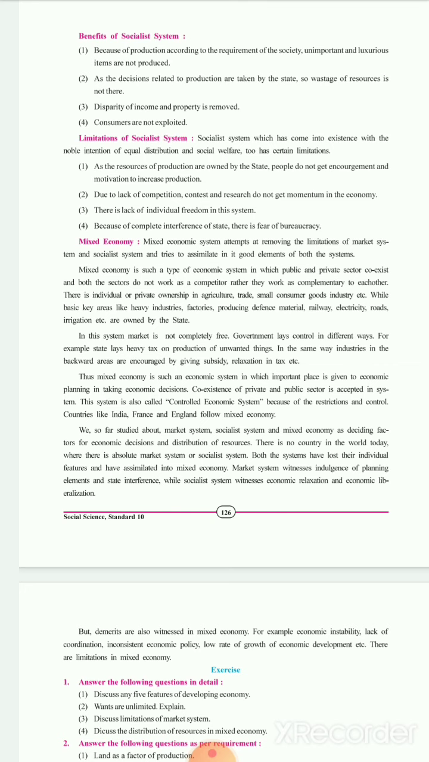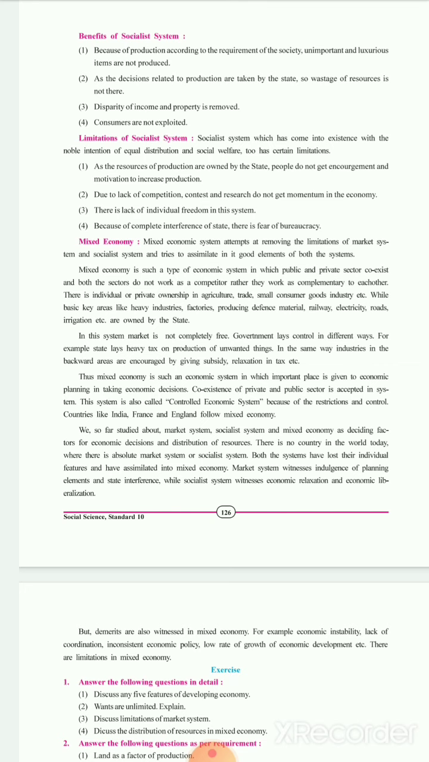To understand this more deeply, there is individual or private ownership in agriculture, trade, small consumer goods industry, etc. Whereas the key industries like heavy industries, factories producing defense material, the railway, the electricity, the road, and irrigation, all these are owned by the state. In this system again, the market is not completely free because the government is laying control through different methods.